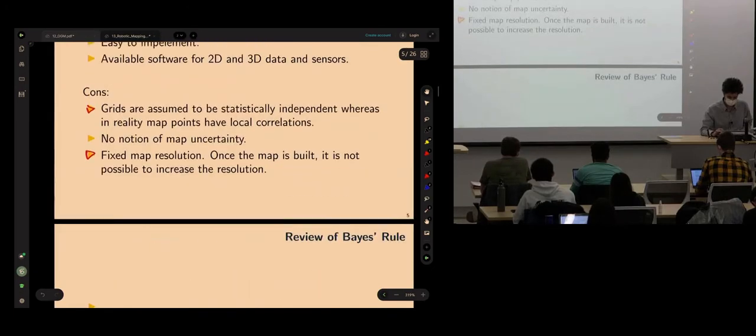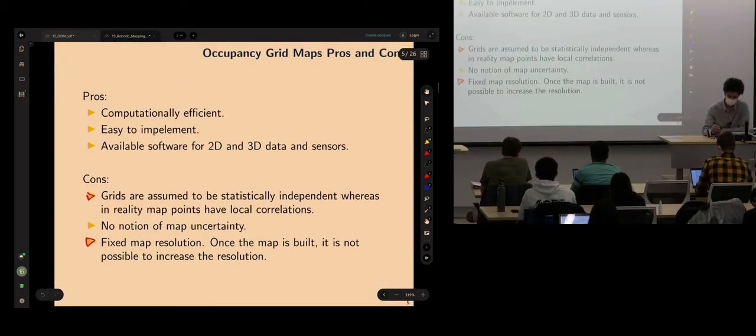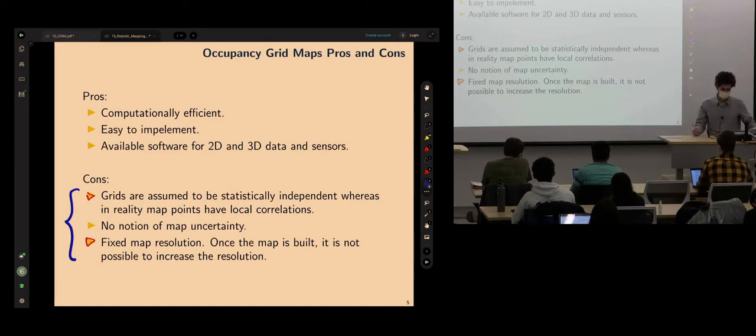So now our goal is to address these three. We want to add some level of correlation in some neighborhoods of each voxel or cell. We want to have the notion of uncertainty or variance, and we want to make the map continuous.